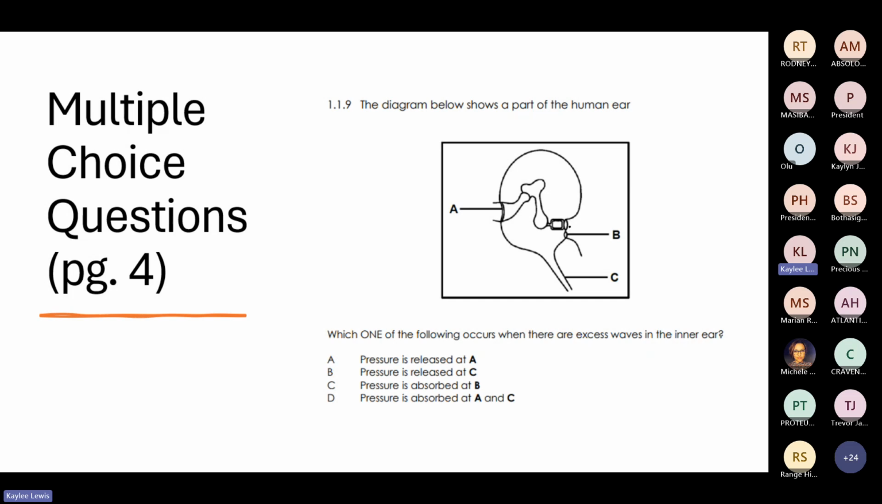And again, O comes before R. And you can see with the shape sometimes that does help you to figure out which one's which, but they don't always draw it to scale. And then C would be the eustachian tube.